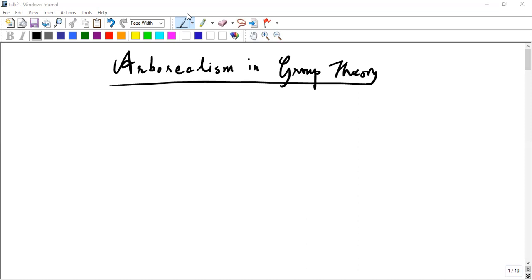All right, so we can start with the talk. Basically, this is a continuation of yesterday's talk on arborealism in group theory by Balarka Sen. So yeah, let's start.